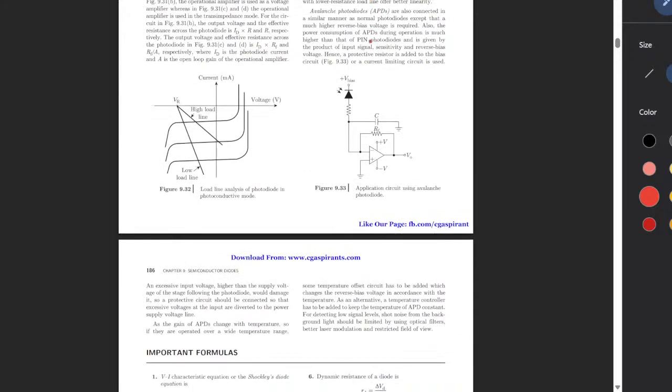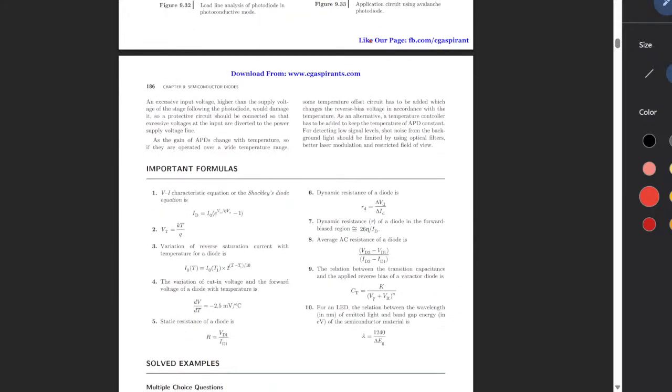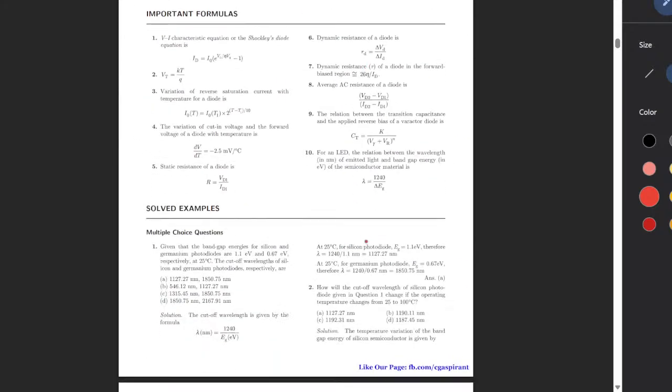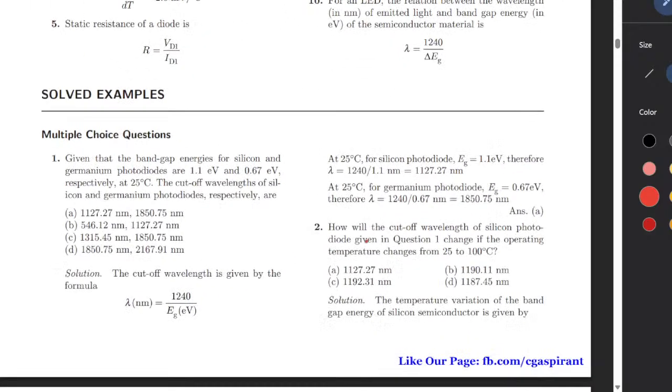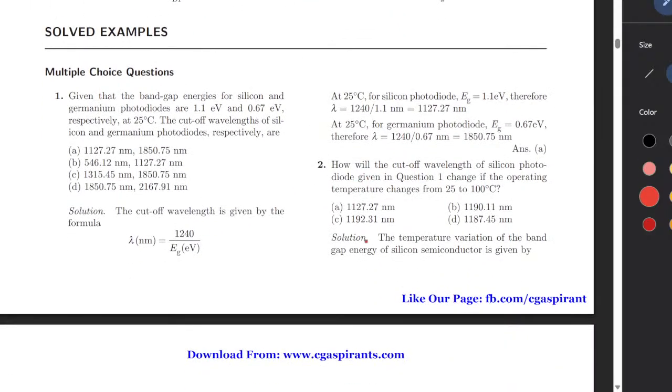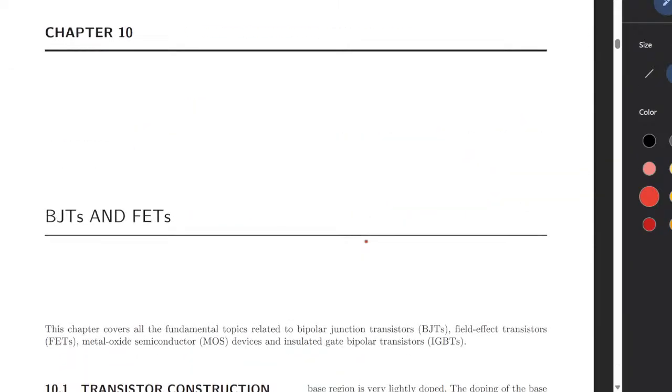applications of photodiodes and circuits. So we know all the applications of this one. So when we find the cutoff wavelength is equal to, so okay, in the next chapter, in the next session we will try to cover the BJT.